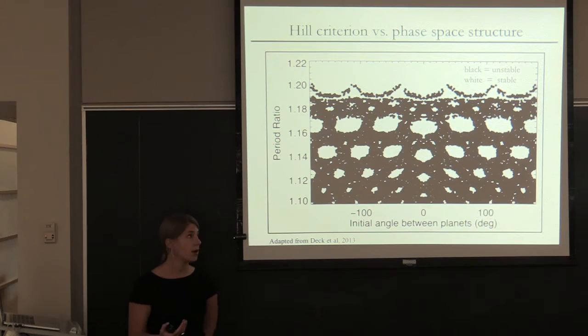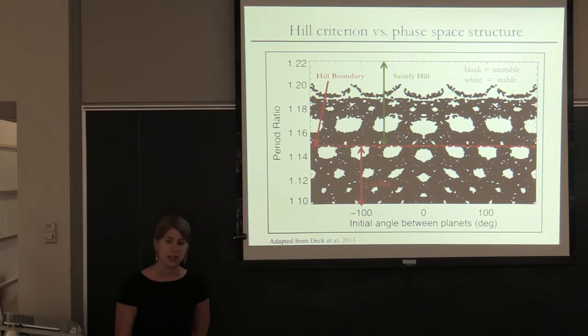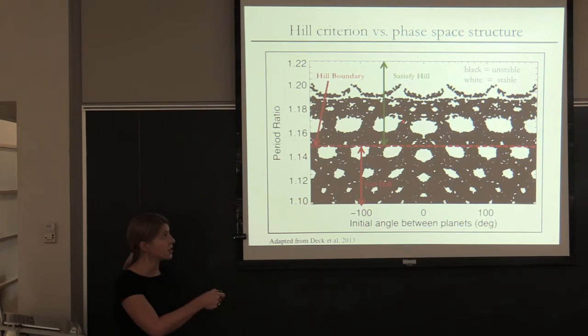In red now, this dashed line shows the approximate location of the Hill boundary. So you can see already that there's some shortcomings. There are orbits which fail the Hill criterion but are long-lived, and that's because the Hill criterion is a sufficient but not necessary criterion for collisional stability. There are also orbits which satisfy the Hill criterion but are still unstable, in this more general Lagrange sense.